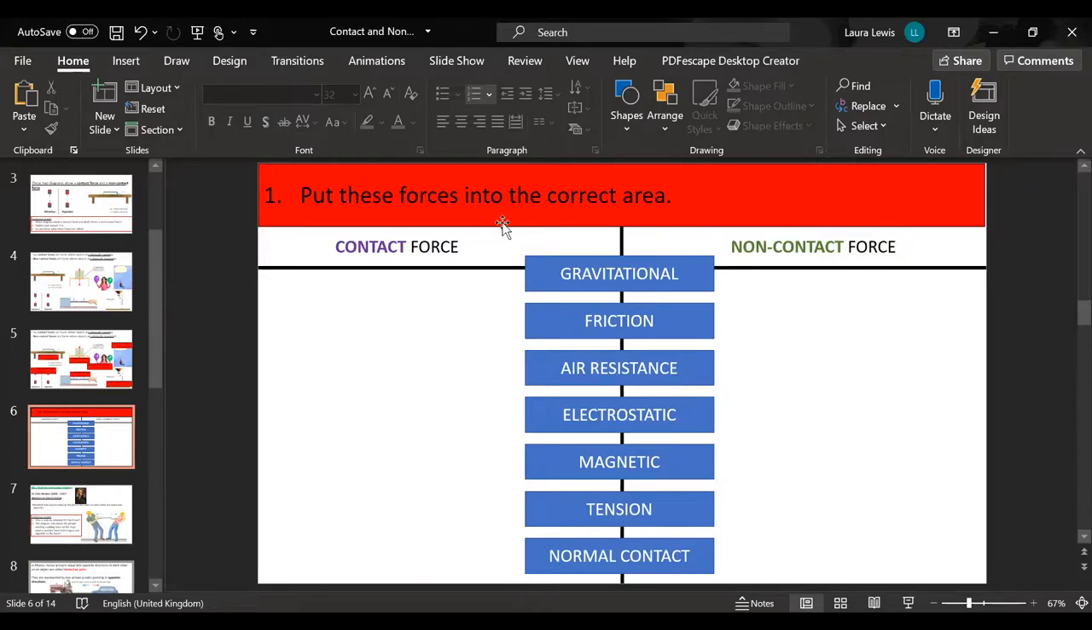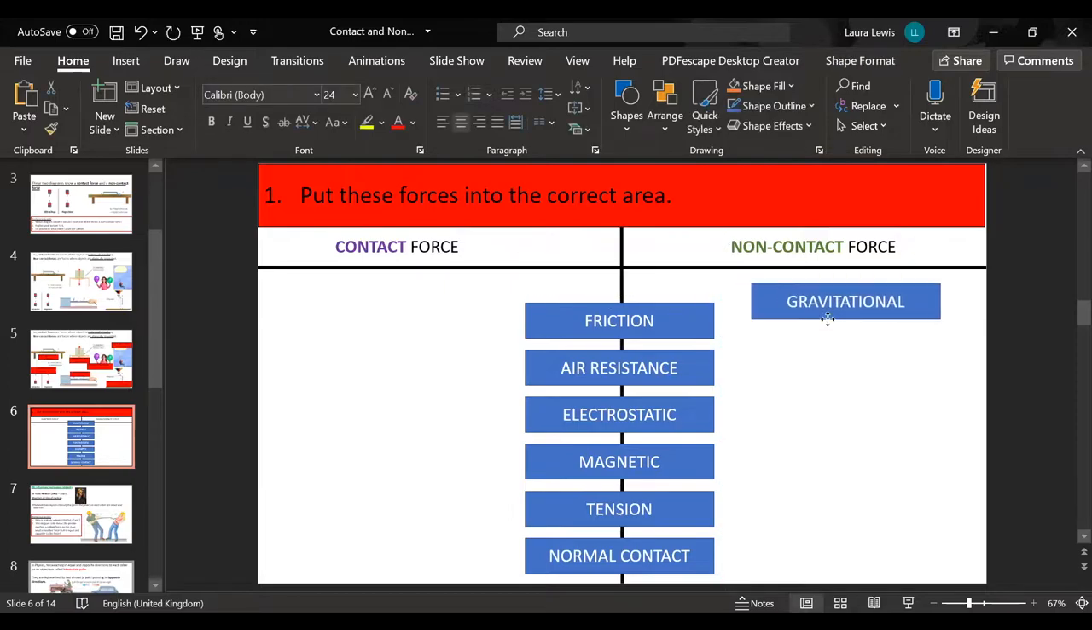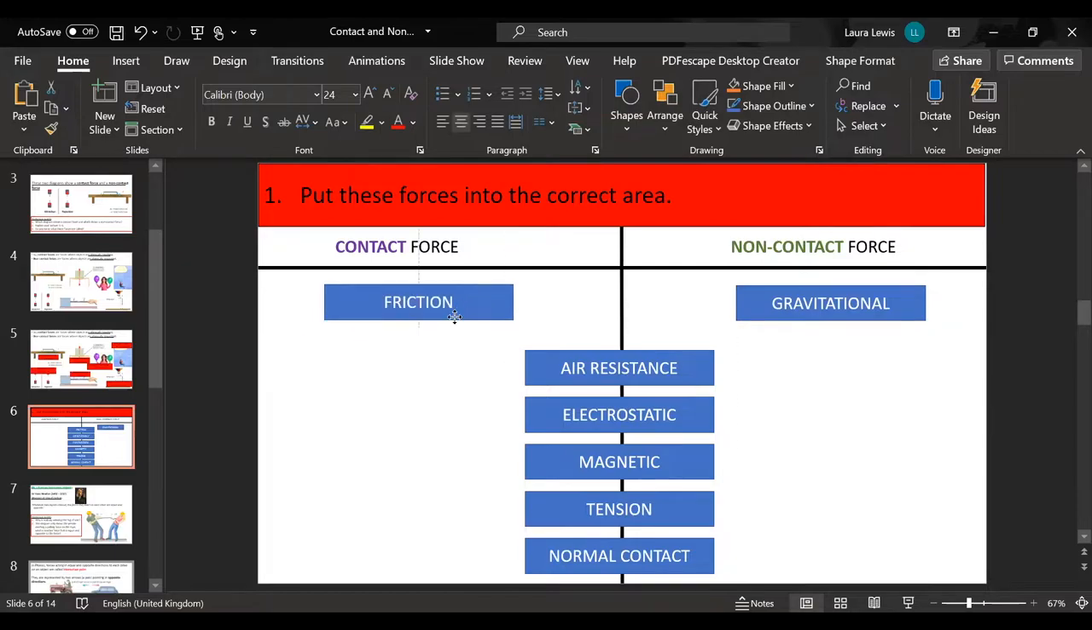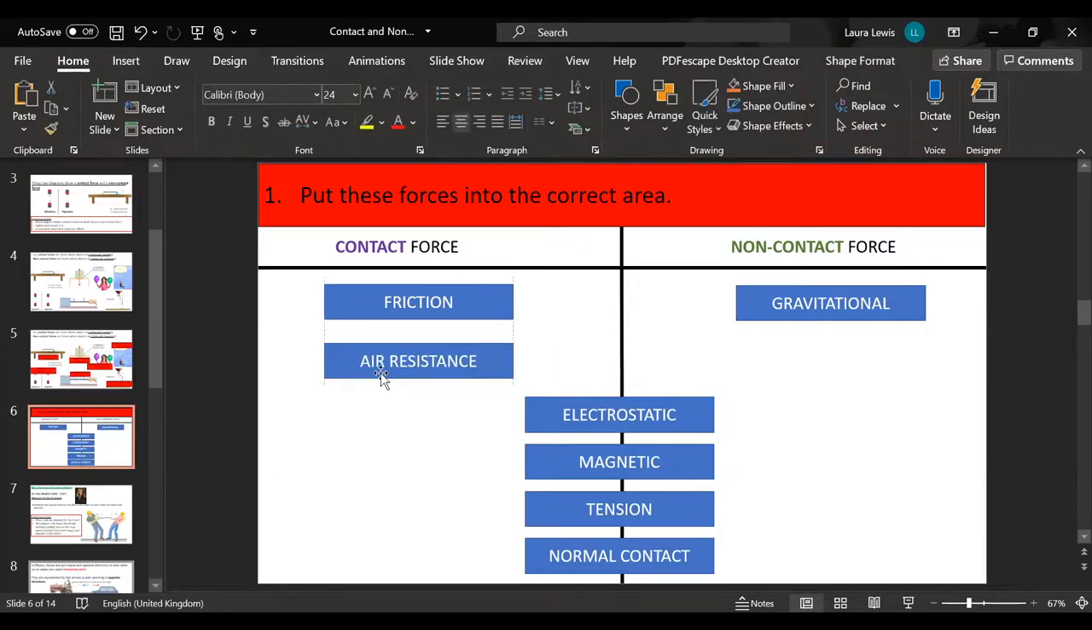So contact force and non-contact force. Gravitational, we knew that as non-contact. Friction, so things have to touch. Let's say I tell people to put the two hands together and rub their hands. You can feel that because of resistance, and your hands actually even heat up, because the particles rub together in your hands. So that is a contact. Air resistance is also contact because the air particles have to touch.